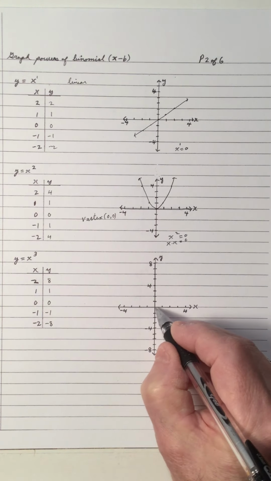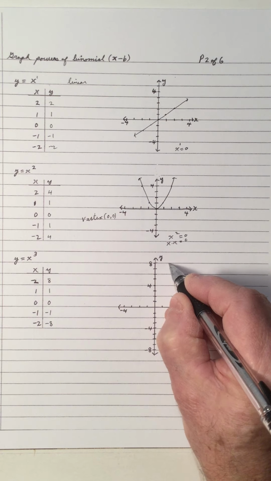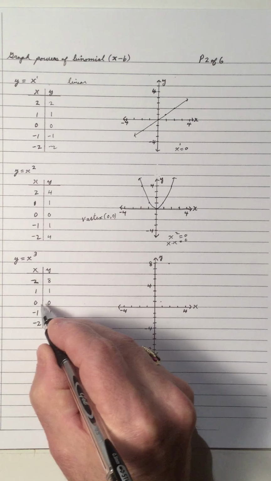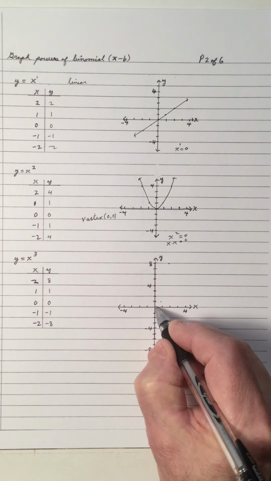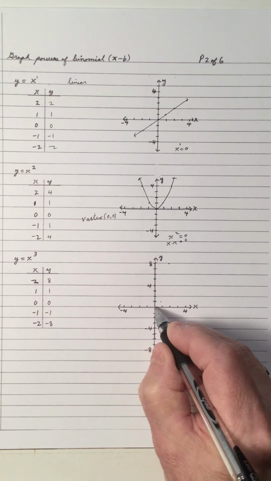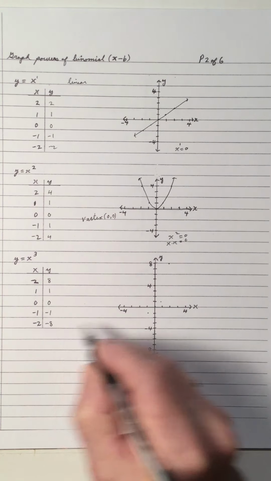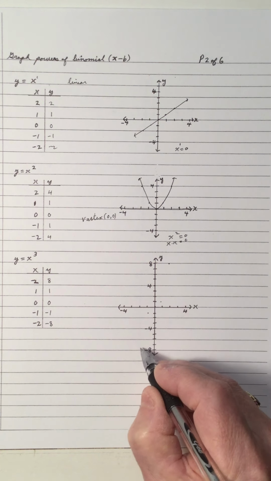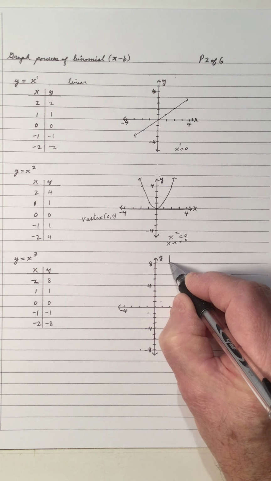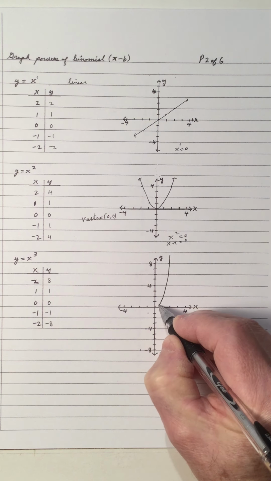So we graph that. 2 gives me 8 for the y. 1 is 1. When x is 0, y is 0. When x is negative 1, y is negative 1. When x is negative 2, y is negative 8. And that's way down here. And notice this graph comes down, and it loops in like this.